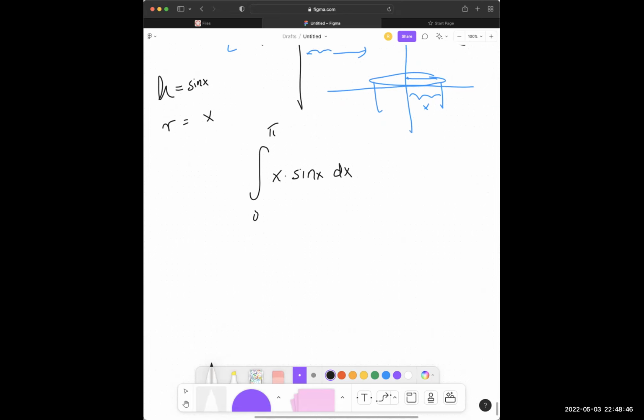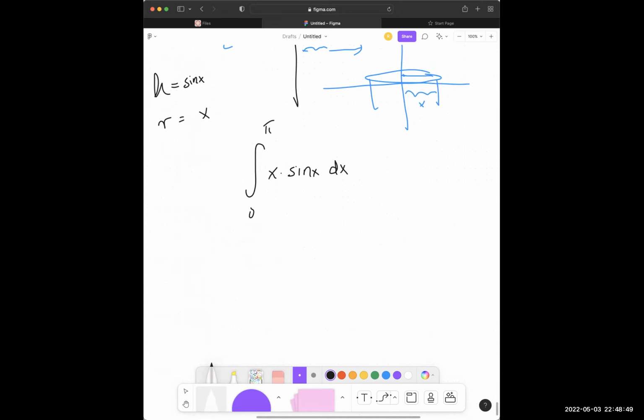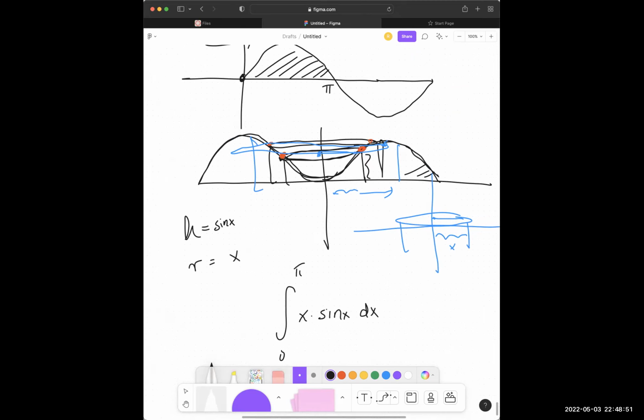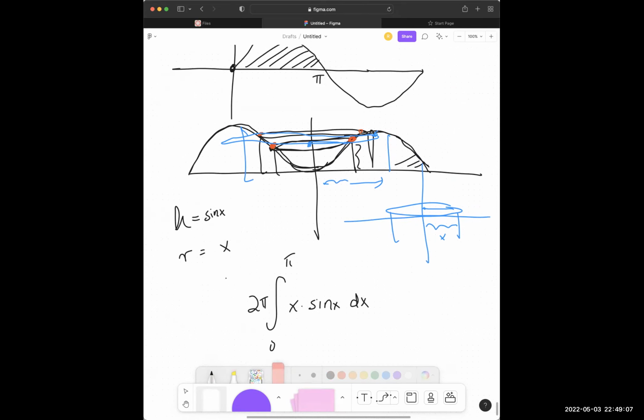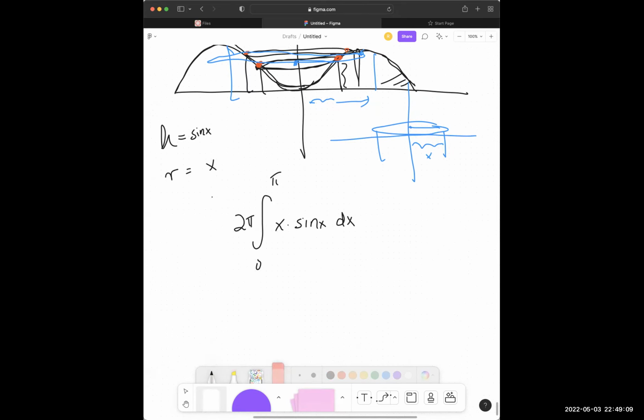Okay. Now, remember the formula that we had for the cylindrical shells was 2 pi r times h. Now we have the r, the radius, governed by x, and the height is governed by sine of x. But what about that 2 pi though? Right, so we need that. And the idea here now is to just say, okay, well, this is an integration by parts problem. So you want to treat this as an integration by parts problem.